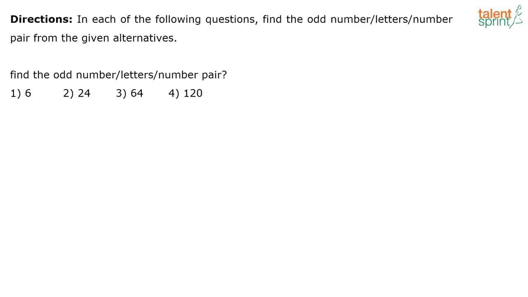Find the odd number or letter or number pair. Again, odd one out. Here the odd one out is option 3, that is 64, because this is the only perfect square. All the others are not perfect squares. So this is the odd one out. 64 is the odd one out. Next one. Again, find the odd number, letter or number pair.